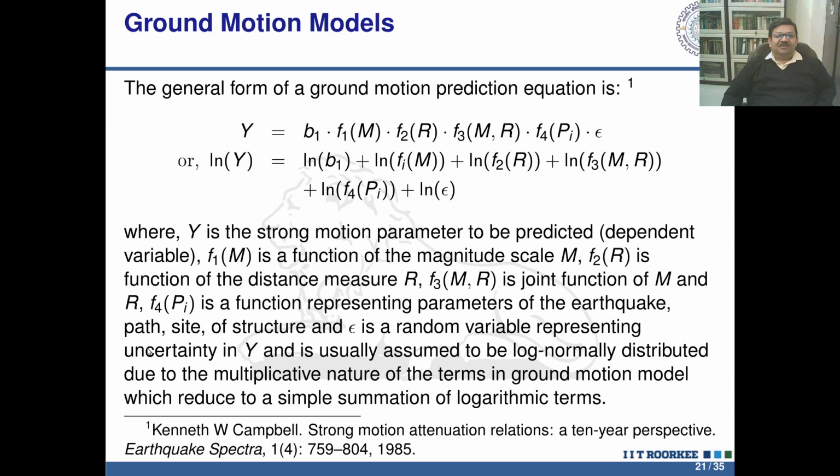And it is usually assumed to be log normally distributed due to the multiplicative nature of the terms in the ground motion model, which reduce to a simple summation of logarithmic terms. Right? Now, this is an assumption. How good that assumption is, is something that we need to look at because it will have some serious implications.